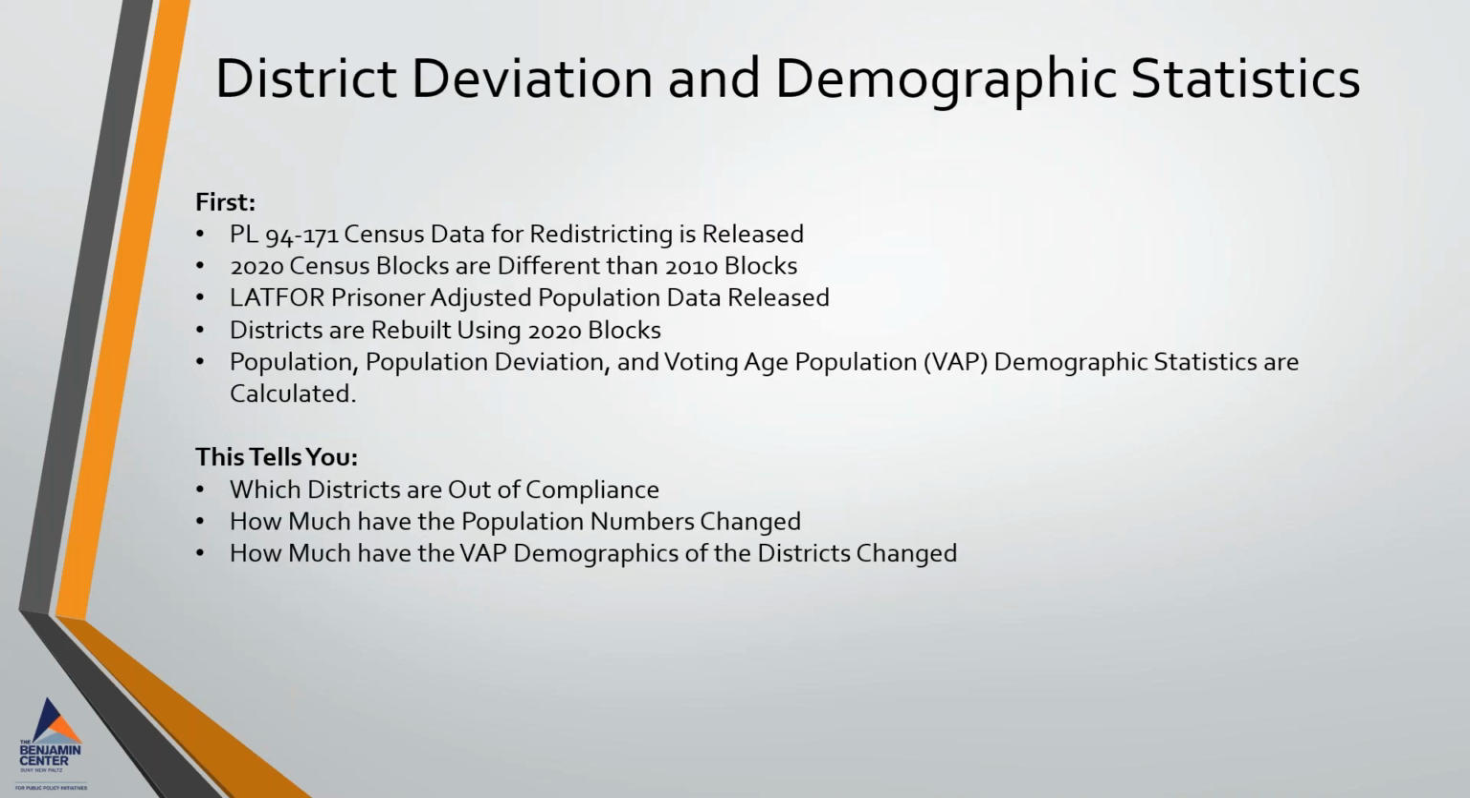So the district deviation and demographic statistics. Basically, the first thing that I would do would be to plug in the new redistricting numbers on a census block level. Oftentimes elected officials think in terms of the election district level, but the election districts are drawn from the census blocks of the legislative districts after the redistricting process. And so the existing election districts right now don't conform to the 2020 census blocks if they were drawn on the 2010 census blocks.